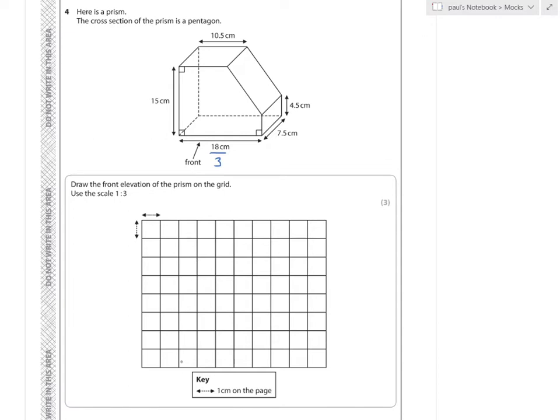So along the bottom, I'm going to do it in the corner. 1, 2, 3, 4, 5, 6 along the bottom. And then that divided by 3 is 1.5. So we're going to come up 1.5. And then 15 divided by 3 is 5. So 1, 2, 3, 4, 5. And 10.5 divided by 3 is 7 over 2, which is 3.5. So I'm going to come along 3.5 there. And then I'm going to go down to there.